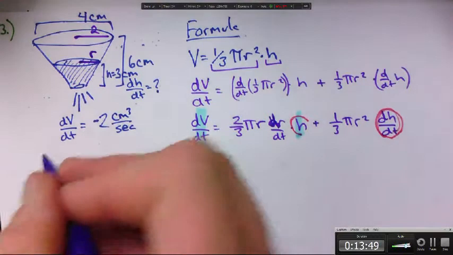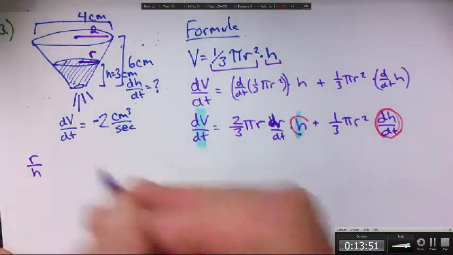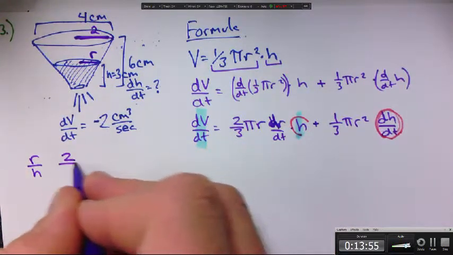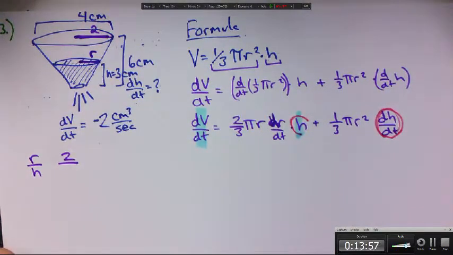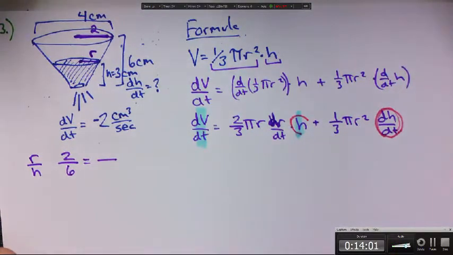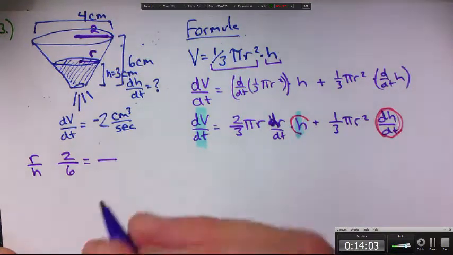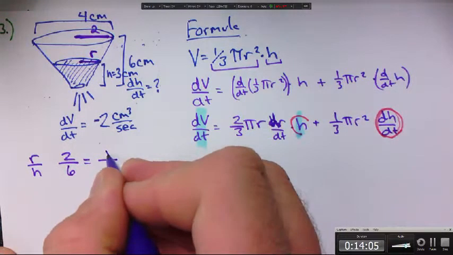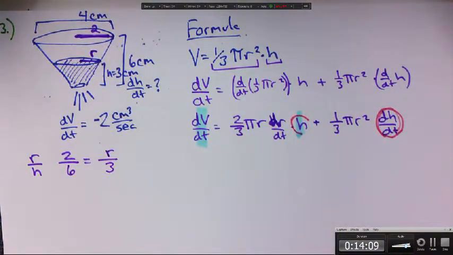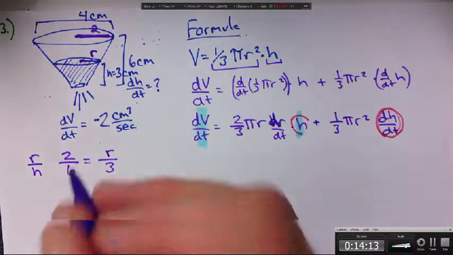So what we can do is set a proportion, a radius to height proportion. The entire funnel has a radius of 2, and when that happens, it has a height of 6. And we want to know what is the radius when the water level is 3. We could use a proportion to get that answer.